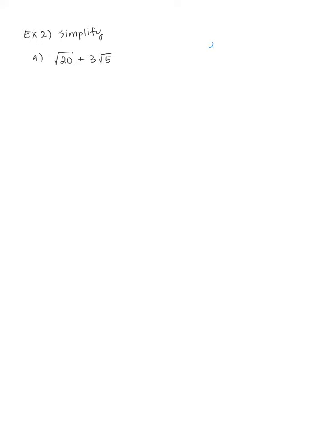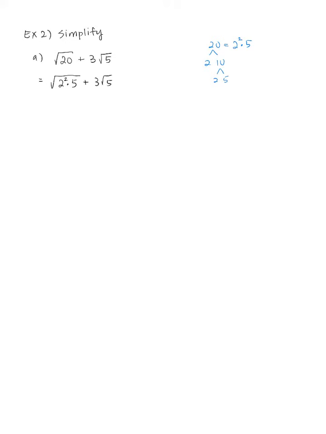So let's do this. So we got 20, and 2 times 10 and then 2 times 5. So 20 is 2 squared times 5. So therefore, let me work this step by step. The square root of 20 is the square root of 2 squared times 5, and plus, let's just leave 3 times the square root of 5 alone.